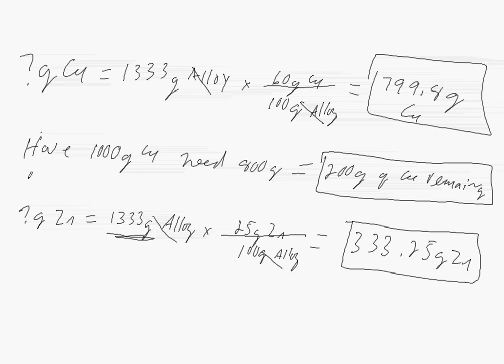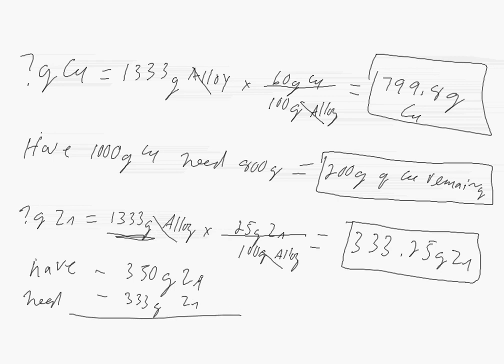We're told from the problem that we have 350 grams of zinc, but we only need 333 grams of zinc. So if we subtract 333 from 350, we will have 17 grams of zinc remaining. Okay, that's a wrap. That solves our problem.